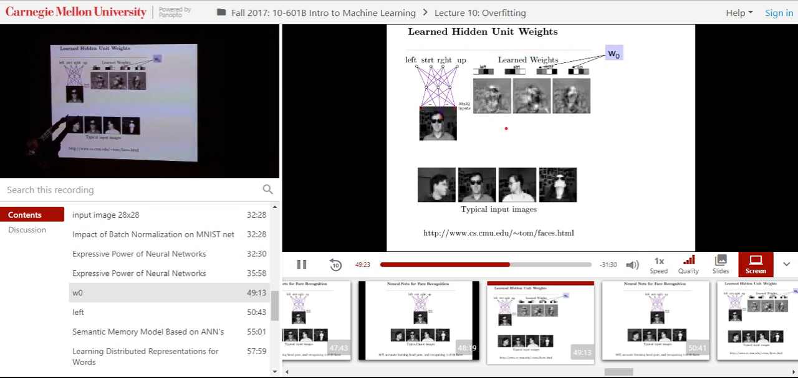So in this case, what I've plotted here are the input weights from the input to the hidden layer. Of course, there's a weight for each pixel in the image. And I've displayed these weights so that white means a high positive weight, black means a large negative weight, and gray means close to 0.